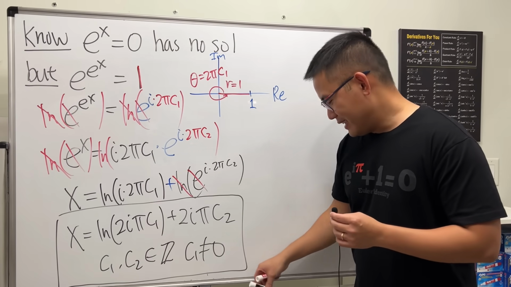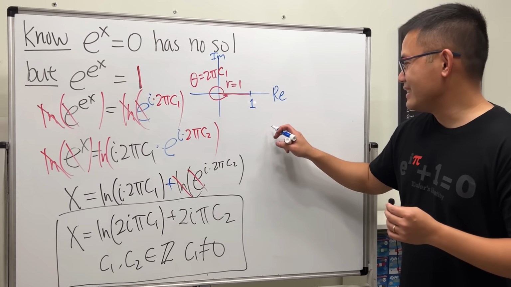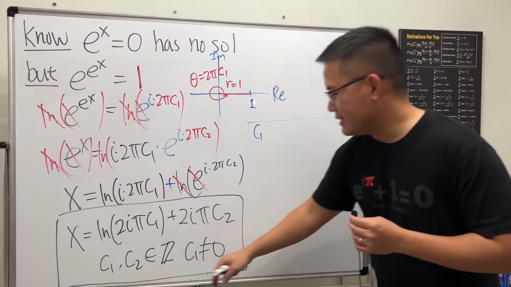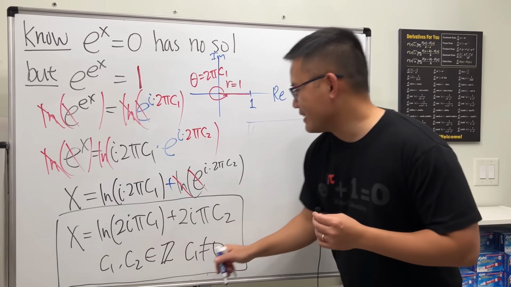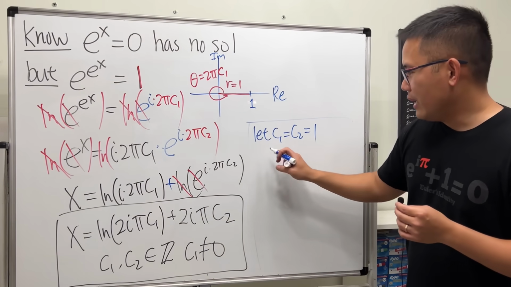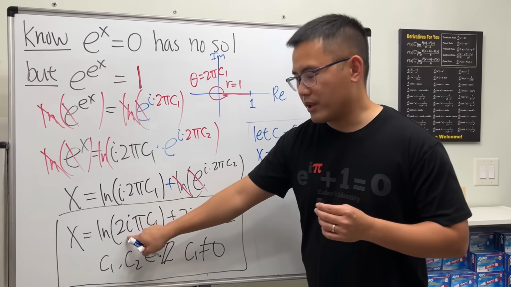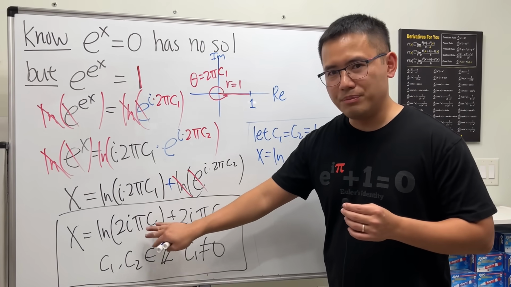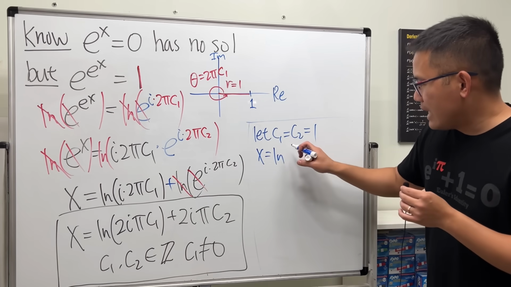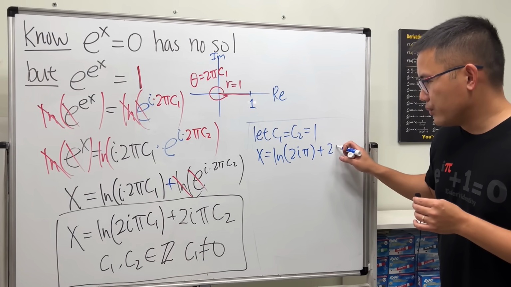Well, let's check this out. I'm just going to pick an easy number for c1 and c2. So let's see. Let c1 and c2 equal 1. So x is just ln, and I know we can break this down, but because c1 can be negative, whatever, it's really complex, I'm just going to leave it. Anyway, we have ln of 2i pi plus 2i pi.